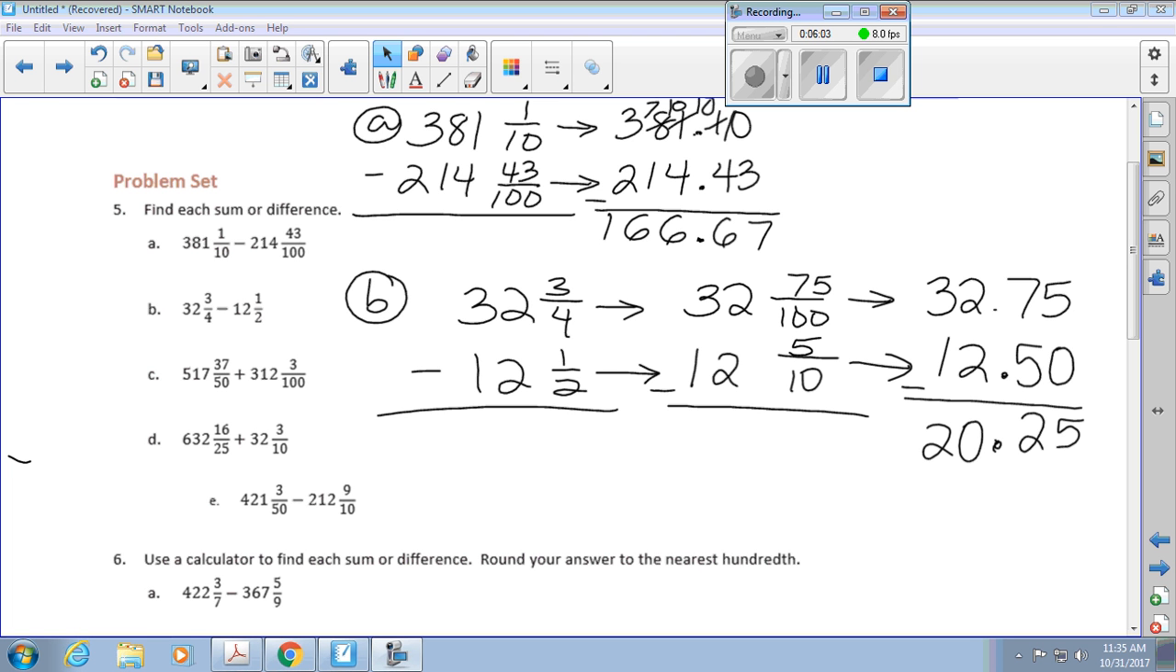20.26. No, 25. Right. Now, how would you read that technically, like a mathematician? 25. And 25 what? 100. Very good. 20 and 25 hundredths. All right.